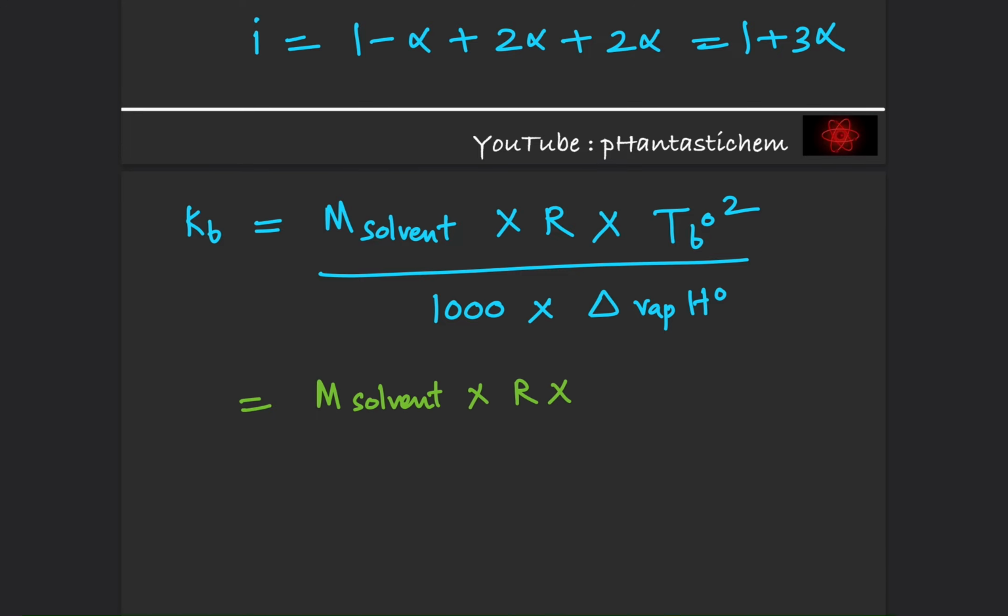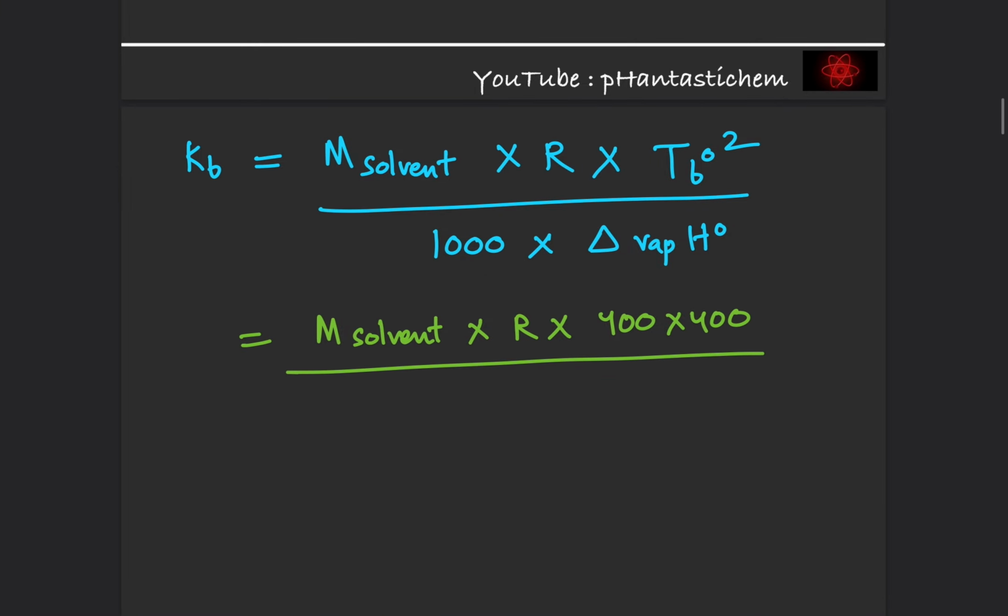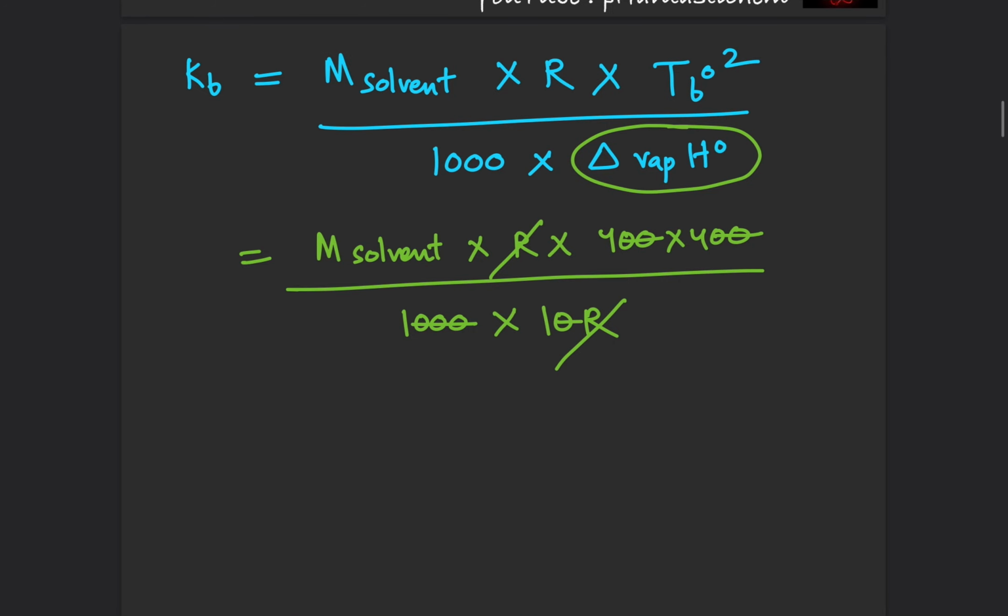Okay, so inserting the values, M solvent we don't know, into R into the boiling point of pure solvent, which is given to us as 400 Kelvin. So 400 into 400 divided by 1000 into the standard enthalpy of vaporization of solvent, which is given to us as 10R. So R and R get cancelled, 4 zeros and here also 4 zeros. So we are left with, Kb will be equal to 16 times M solvent.